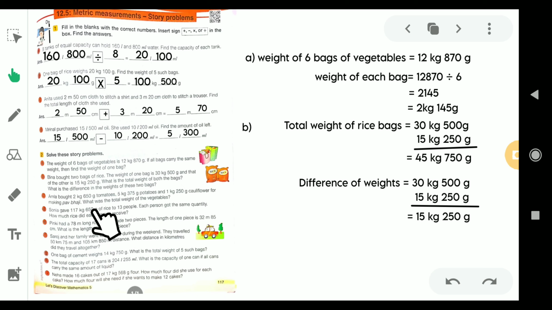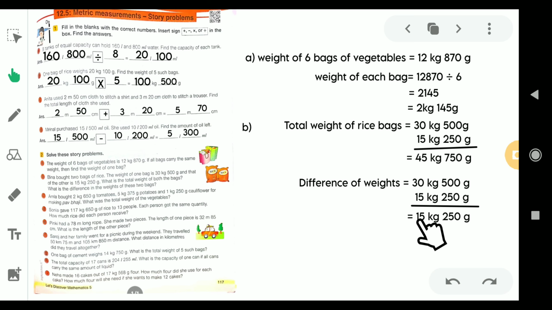And they are also asking the difference, right? First they are asking the total weight of both the bags, and also they are asking what is the difference in weights. So difference is nothing but subtraction of both the weights. So the weight of the first rice bag is 30 kg 500 gram, and the weight of the second rice bag is 15 kg 250 gram. So subtract this quantity from this, it would be 15 kg 250 gram. So this is the difference of weights.